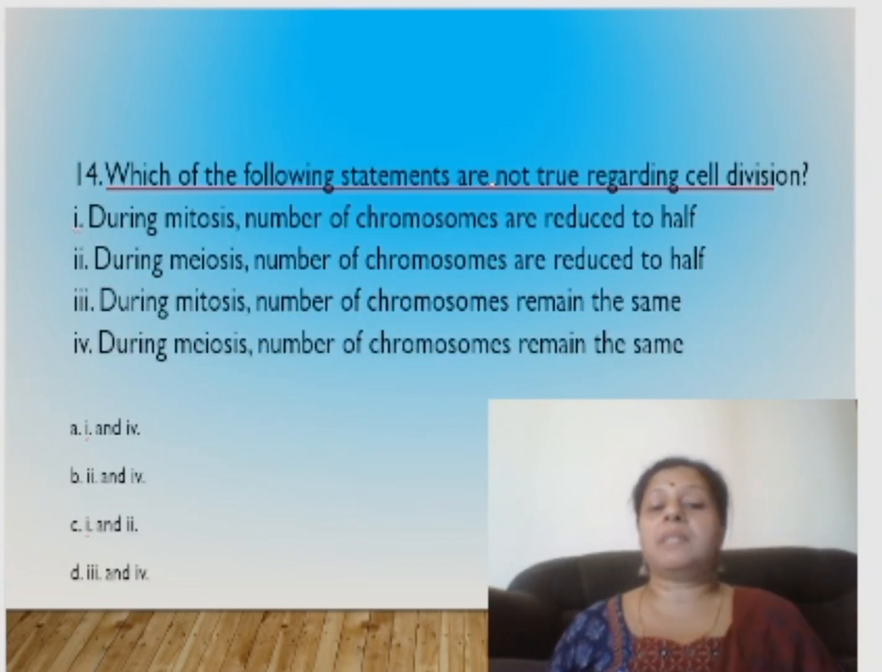Which of the following statements are not true regarding cell division? During mitosis, number of chromosomes are reduced to half. No, because number remains the same. During meiosis, number of chromosomes are reduced to half. Yes. During mitosis, number of chromosomes remain the same. Yes. During meiosis, number of chromosomes remain the same. No, it becomes half. So answer 1 and 4, option A.